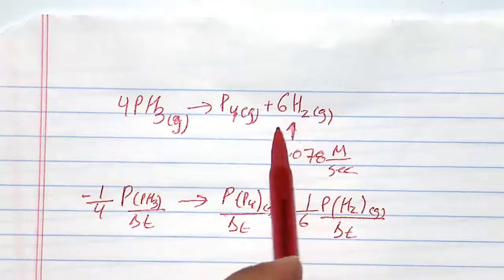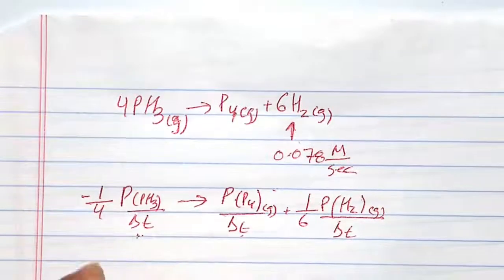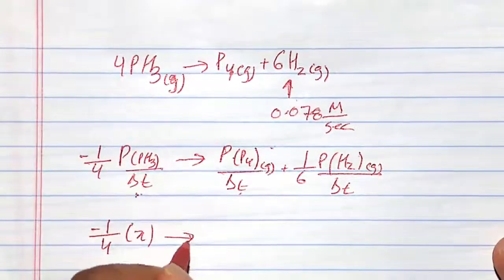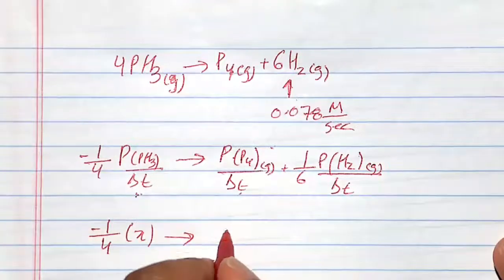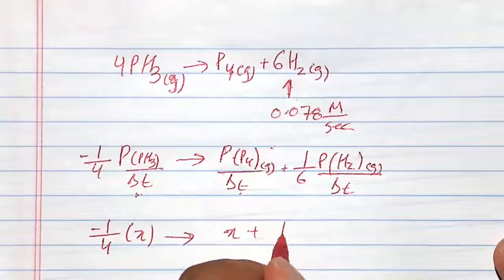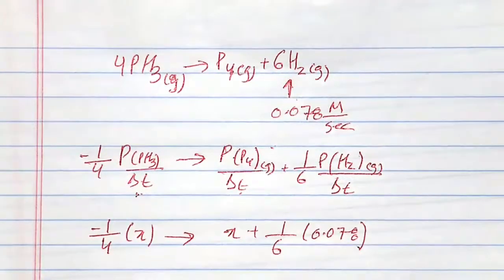That's for 1 mole, but we have 6 moles. This is going to increase at 1/6 the rate. And we want to figure out the rate of these two guys. So the change in pressure, the disappearance of PH3, we will call that minus 1/4 x. And that's going to decay at a rate of the appearance of P4, which is going to be x, plus 1/6 of this, which is 0.078 molar per second.